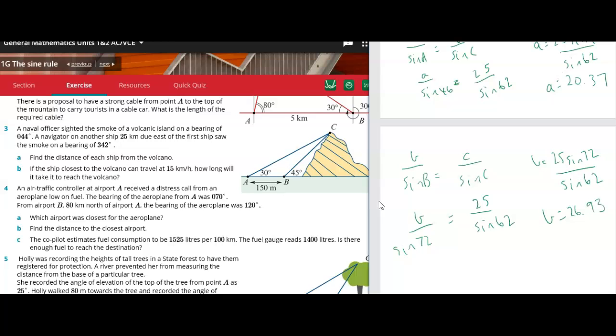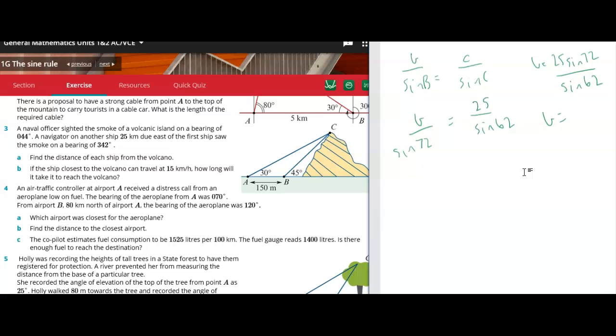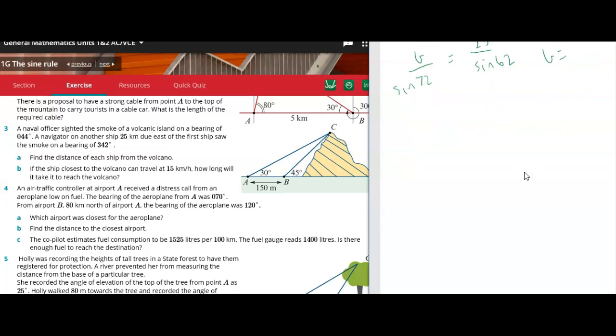So the question is, we did that. And the second part of the question is, if the ship closest to the volcano, so the first ship, can travel at 15 kilometers per hour, how long will it take to reach the volcano? So we've got 20.37.